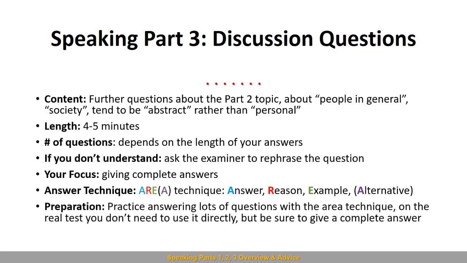All right? And for preparation, I recommend you practice answering lots of questions with the AREA technique up above. On the real test, you don't need to think answer, reason, example, alternative. You don't need to think about that during the test, but if you practice that way, it can really help you to do well on the test.